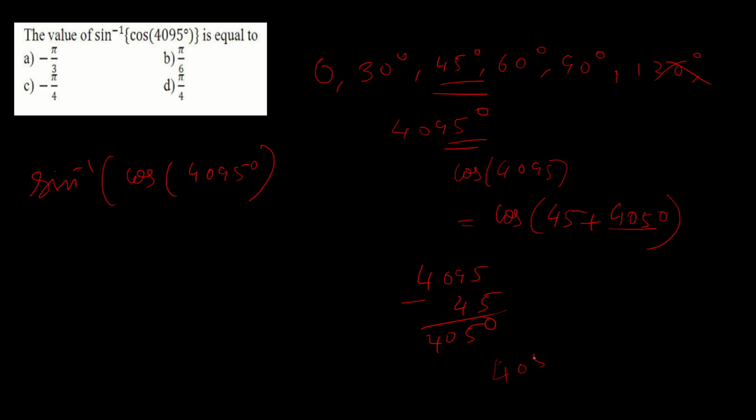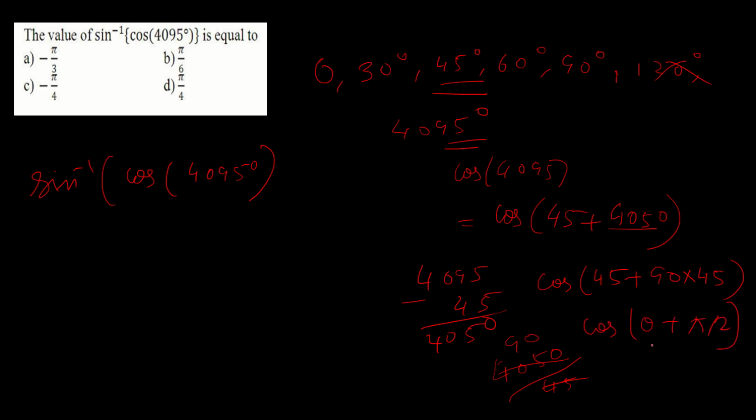No need to follow the divisibility test that you follow in quantitative aptitude. That will take a lot of time, right? We know that 45 into 90 is 4050. So can't we write it like this: cos of 45 plus 90 into 45? Isn't that the same as cos of theta plus pi by 2? That is cos of pi by 2 plus theta.